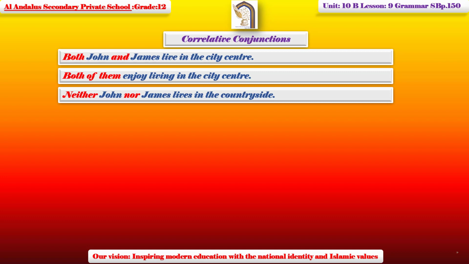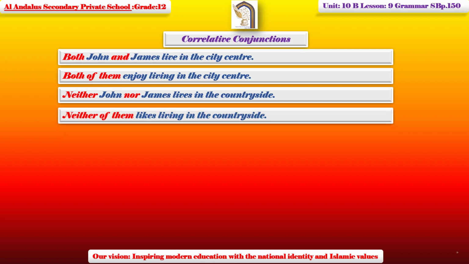Remember that the sentence is affirmative, but the meaning is negative. We say neither John nor James lives in the countryside. Or we can say neither of them likes living in the countryside.